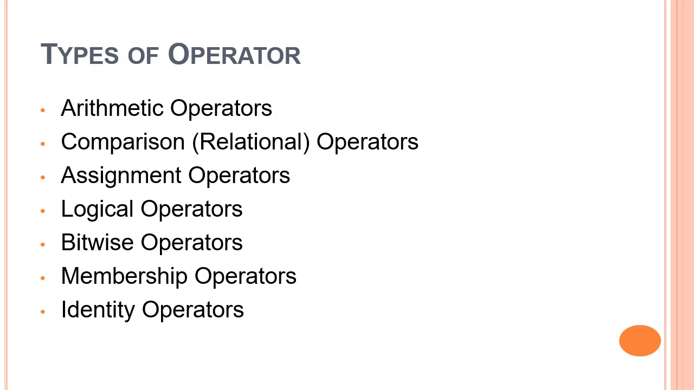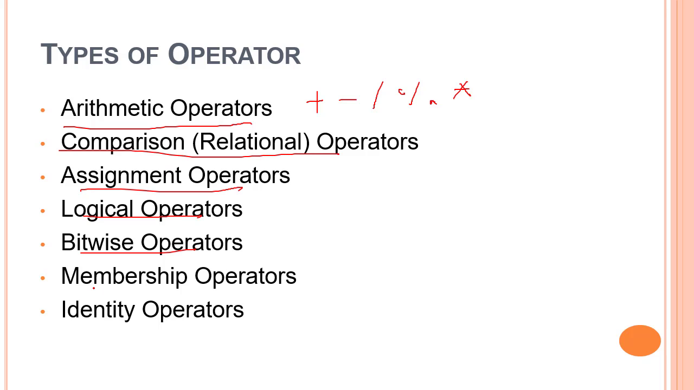Now, types of operators. These are all the types of operators that are present in Python programming. We have already looked into arithmetic operators, that are plus, minus, division, modulus, then multiplication. Then we have comparison operators, assignment operators, logical operators, bitwise, membership operators, and identity operators. We are going to go through each one of them and try to solve some of the problems. Now, let's start with arithmetic operators.